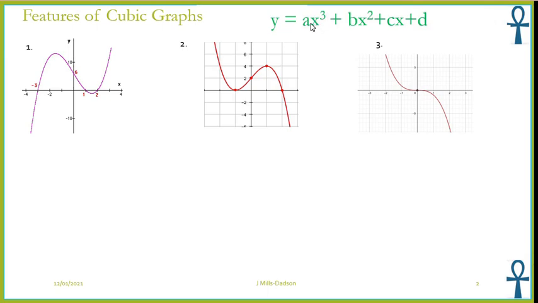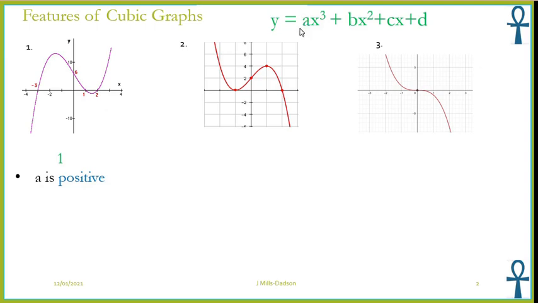So it doesn't necessarily have to have all the four terms. It could have any combination, but the highest power of x has to be a cube. These are examples of cubic graphs. So let's look at these drawings and see how we can explain some of the features. Let's look at the first graph.